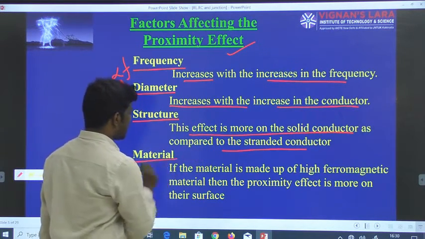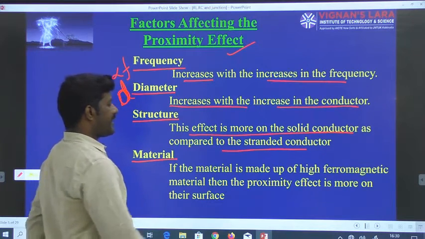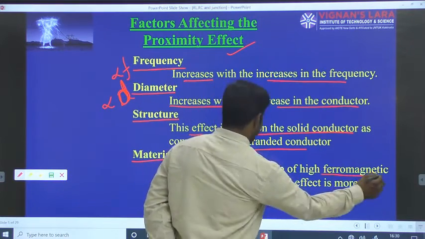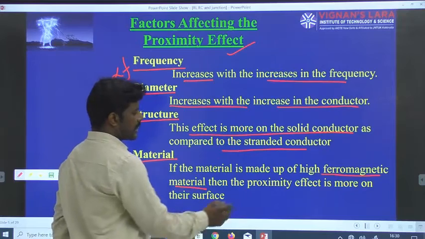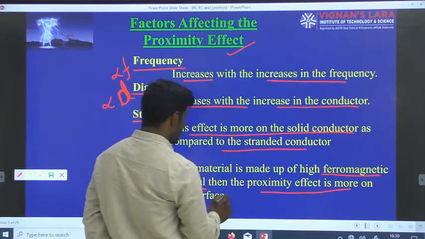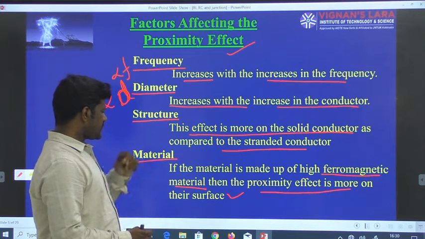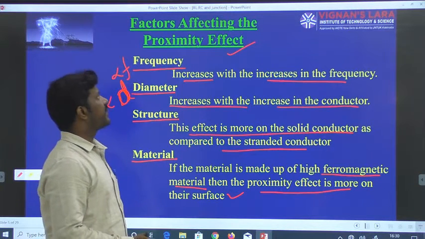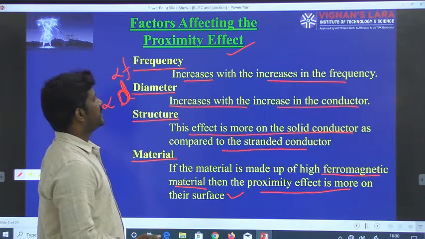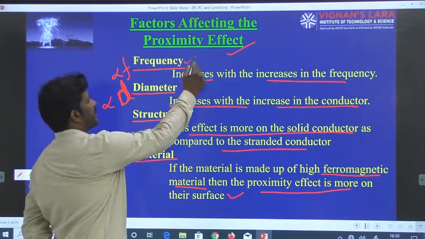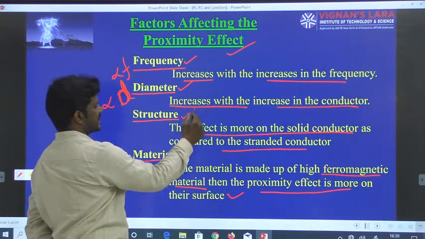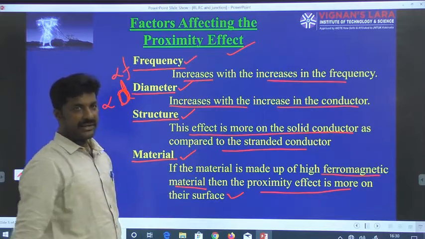And it also depends upon the material. If the material is made up of highly ferromagnetic materials, then the proximity effect is more on the surfaces. So in general, the material used also affects the proximity effect. So it depends upon frequency, diameter, structure and material.